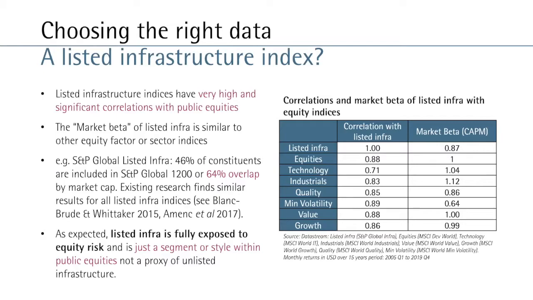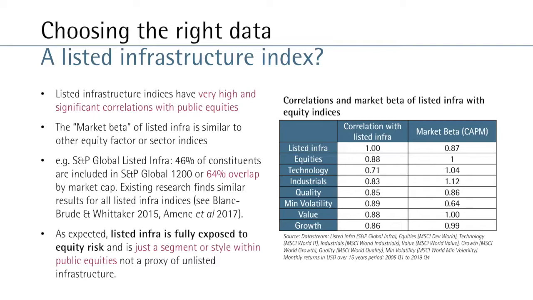So the first proxy we can look at is any of the many listed infrastructure indices that exist. Now, I won't spend too much time here because we've seen this kind of results before in other research that we've published. Suffice to say that all the listed infrastructure indices have a very high correlation with listed equities, and in fact, a market beta which is similar to other segments of the equity market. Here, for example, we're looking at the S&P Global Listed Infrastructure Index. We can see that it overlaps a lot with the S&P Global Broad Market Index.